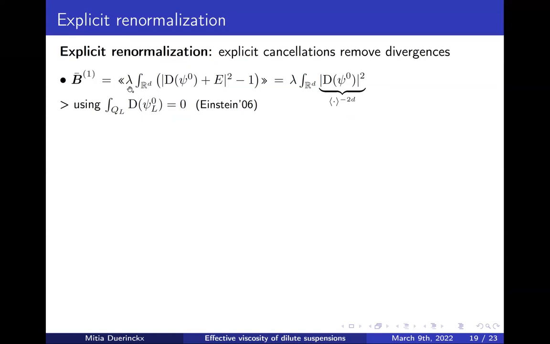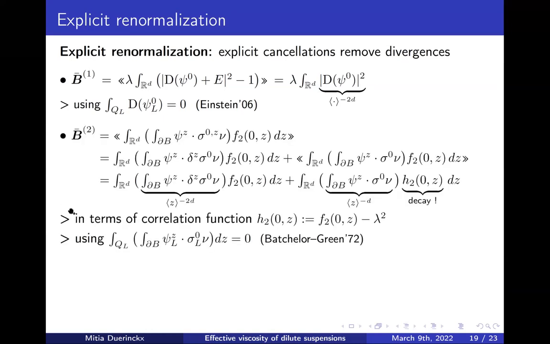So to first order, it's very easy. I just told you that essentially you use the fact that the integral of a gradient vanishes to get a simple formula for B bar 1, as we had. To second order, okay, so this is then Batchelor's argument, which is now somehow classical.